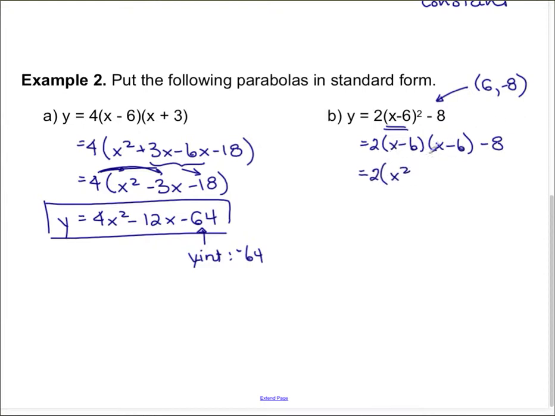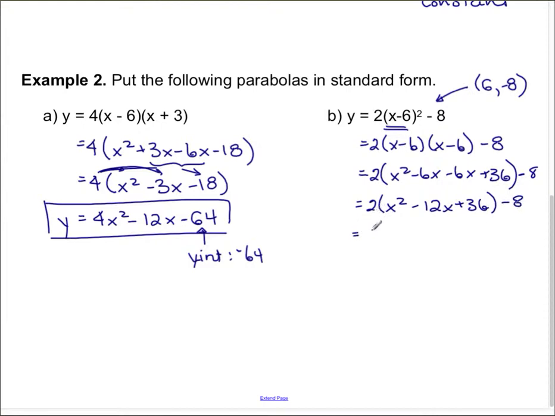I'm going to do x times x, which gives me x squared. And then x times -6 is -6x. And -6 times x is -6x. And -6 times -6 is positive 36. And I have the -8 on the end. Now remember what I said before, I want to combine the 2 middle terms. I'm going to go x squared, and the 2 middle terms combine to 6x and a 6x is 12x. And then we got plus 36. And we're going to subtract the 8 on the end.